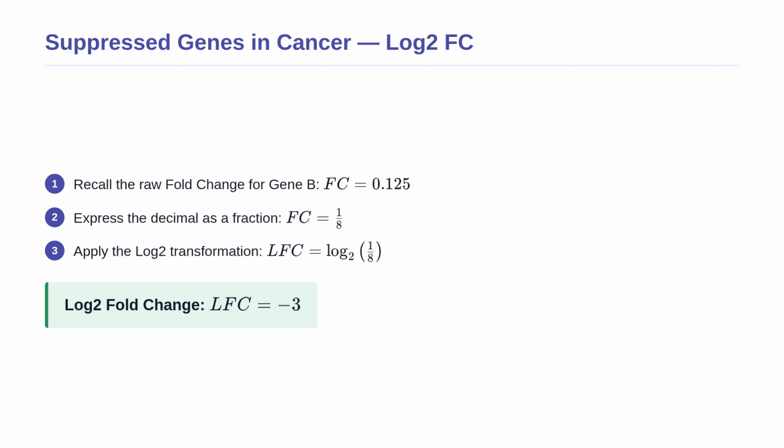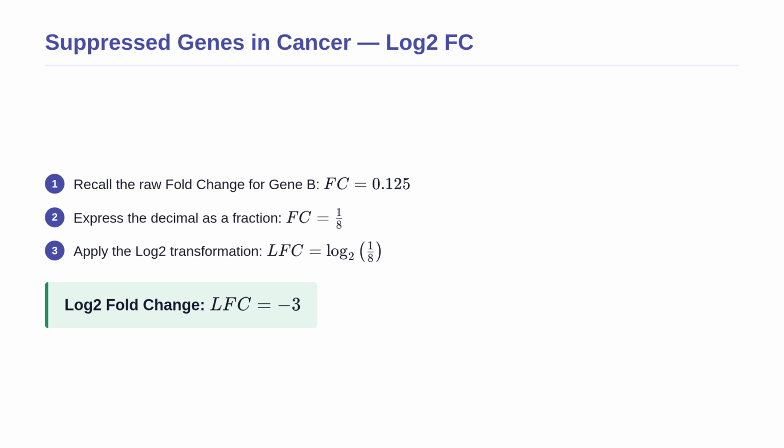Following up on that severe suppression, we must now convert our result into the log2 fold change format. We are asked to find the LFC for gene B. We take our raw fold change of 0.125, which is 1/8, and apply the base 2 logarithm. We ask, what power 2 must be raised to in order to equal 1/8? Because 2 raised to the power of negative 3 equals 1/8, our result is negative 3. The final answer is an LFC of negative 3.